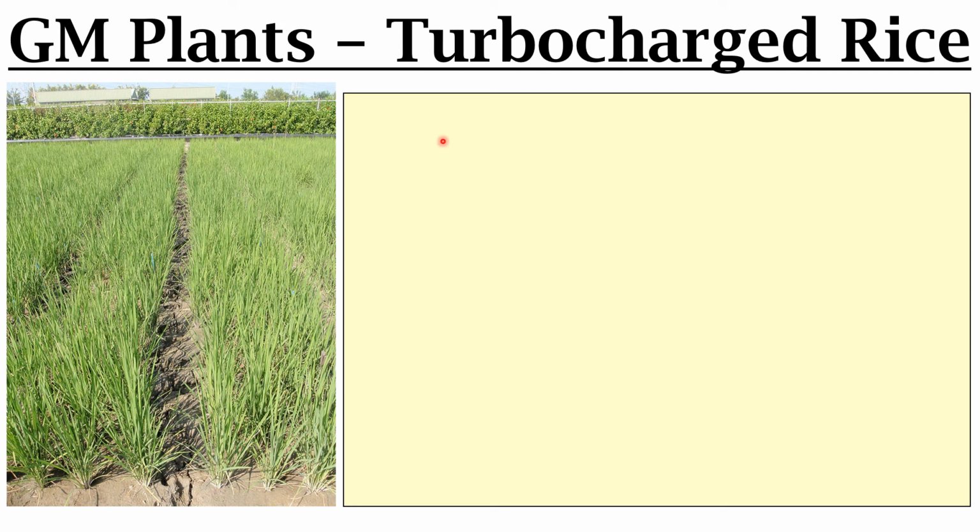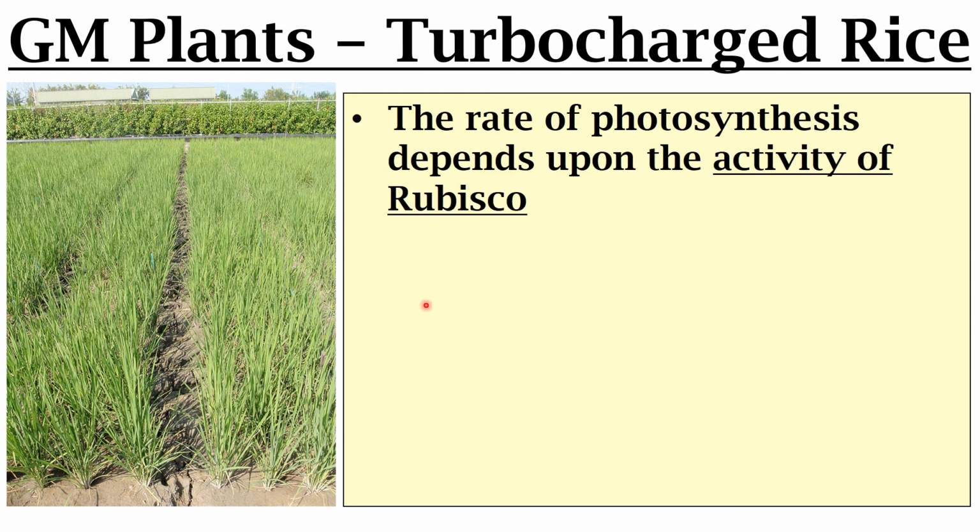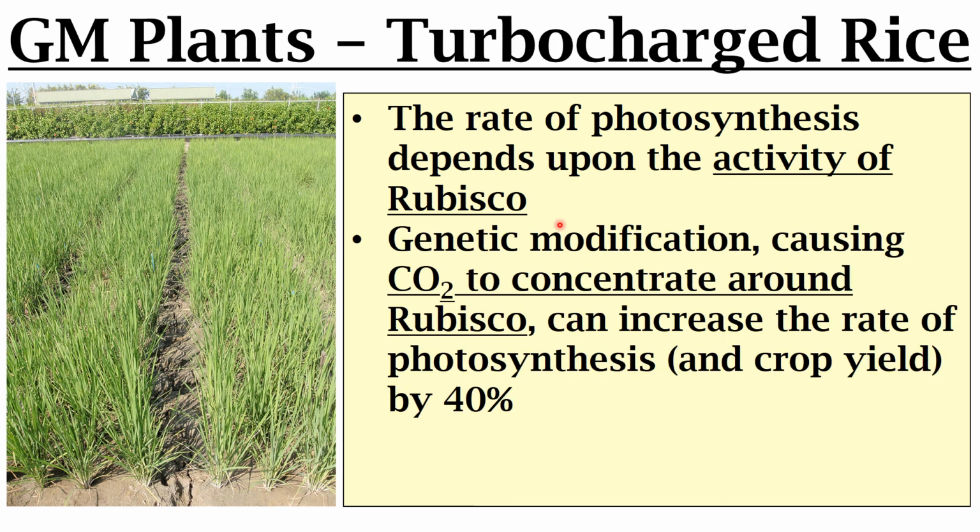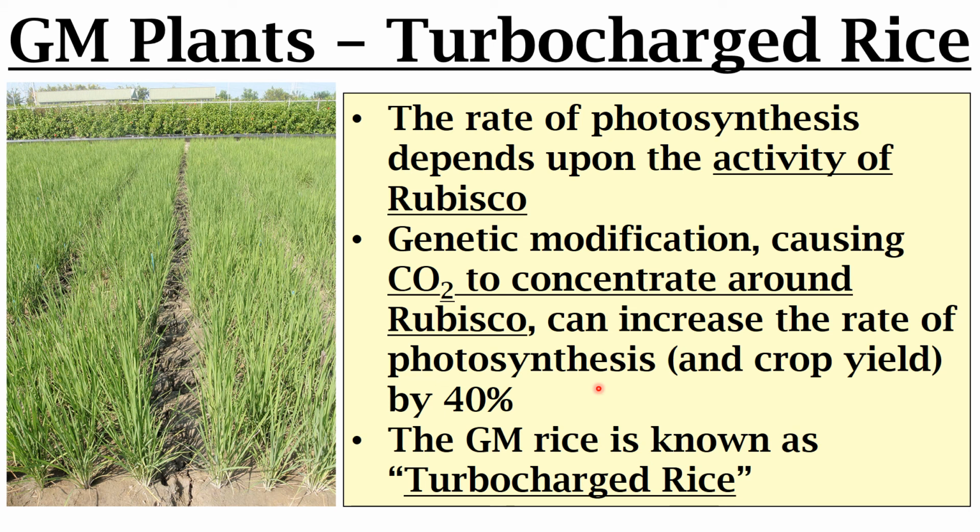So just to give you one possible example, turbocharged rice. This would be again, the growth of plants. Remember, from photosynthesis, it's dependent upon that enzyme Rubisco. So what you can do in these plants is they can be genetically modified so that carbon dioxide concentrates around Rubisco. I don't know exactly how that occurs, but this is what happens in these genetically modified crops. As a result of that, the rate of photosynthesis increases, so you get more crops and a higher yield, and you can feed more people, I suppose. So in this instance, this is an example called turbocharged rice.